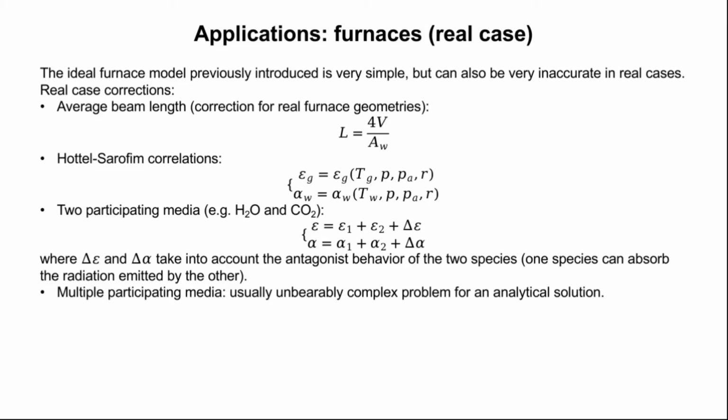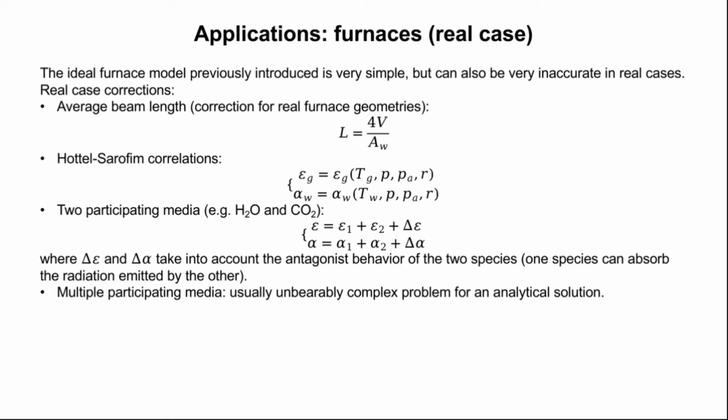The ideal furnace model previously introduced is very simple, but can also be very inaccurate in real cases. We can adapt the previous model to real cases by applying some corrections. To account for the real furnace geometry, the characteristic length is calculated as 4 times the furnace volume over the wall surface area, and it is called average beam length.